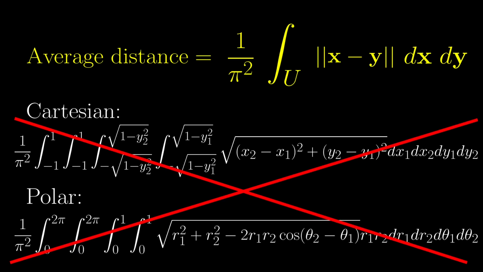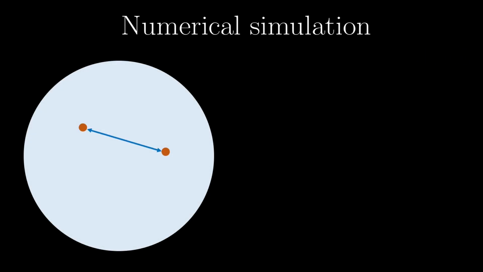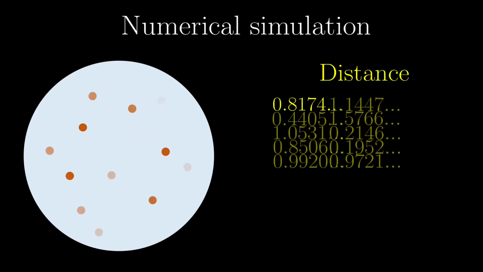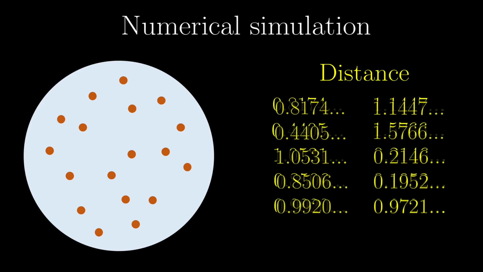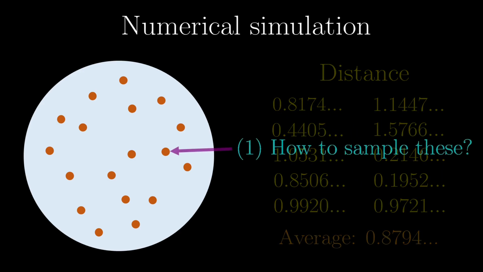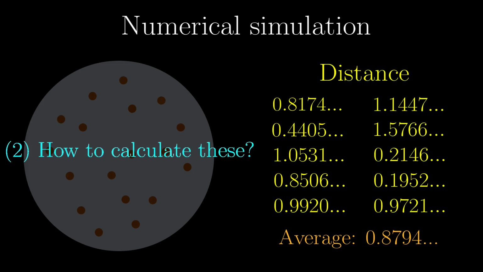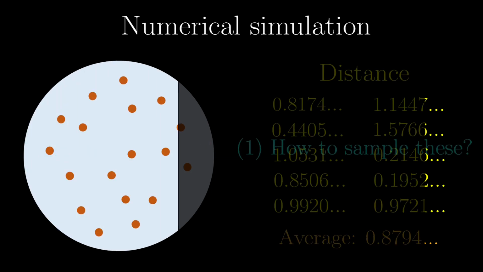Don't worry, we are not going to do that directly, and in this video we are going to do a numerical simulation instead. We randomly sample a pair of points, then calculate the distance between them. Repeat this say 1,000 times, and then we take the average of these distances. But now there are two questions. First, how do we sample the points? And once we have sampled them, how do we calculate the distance? Let's focus on the first one for now.